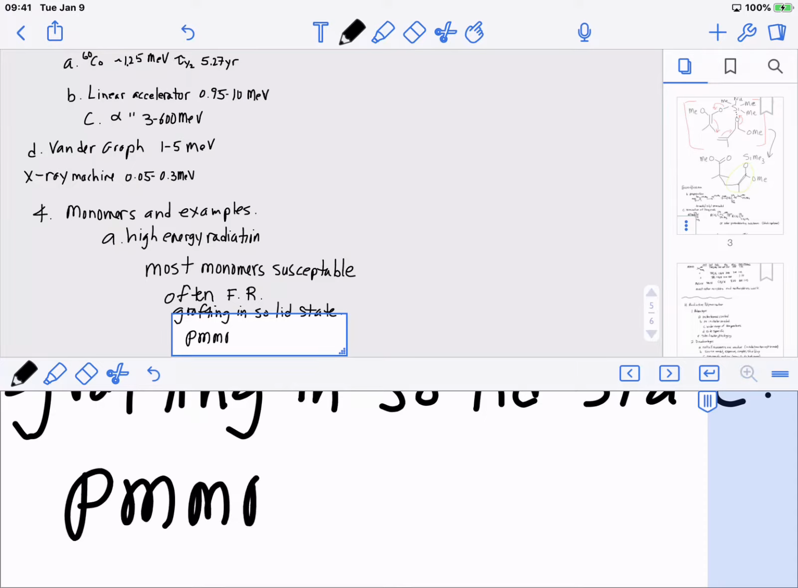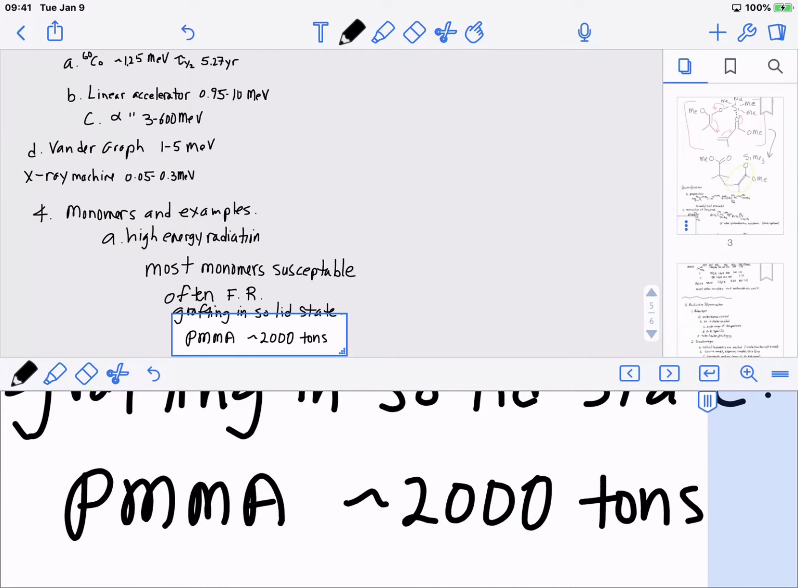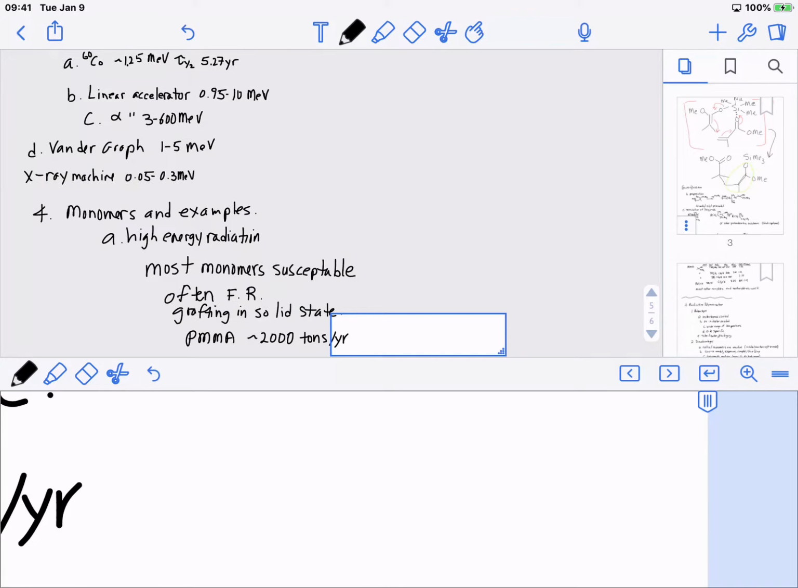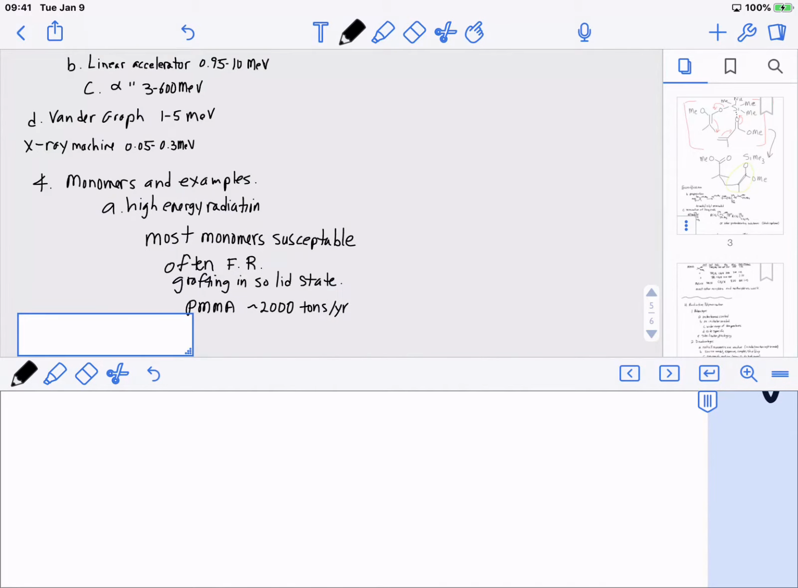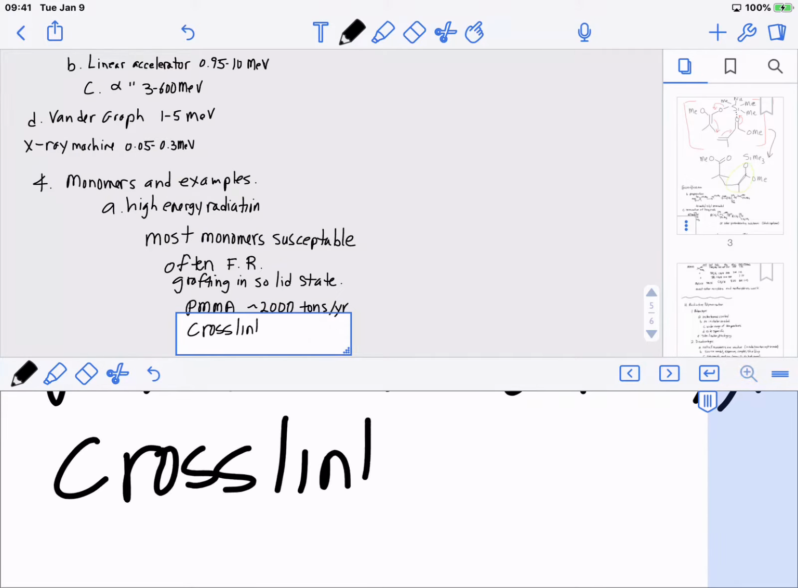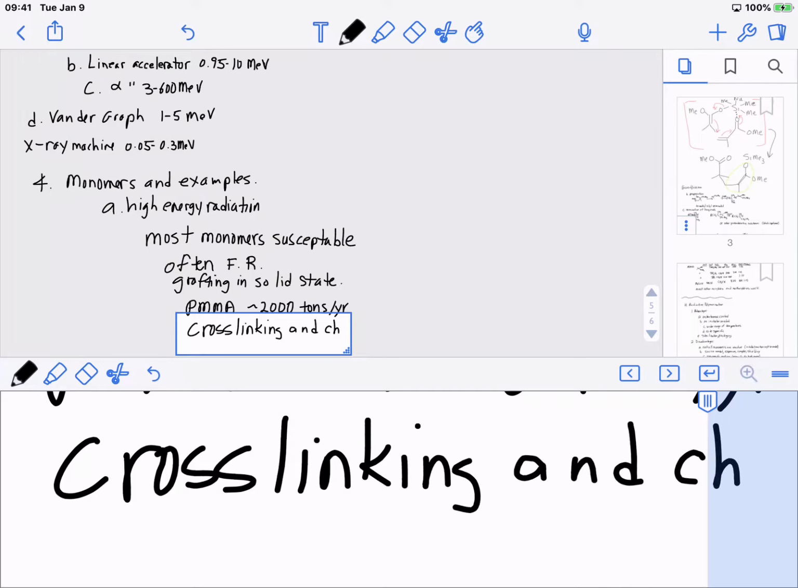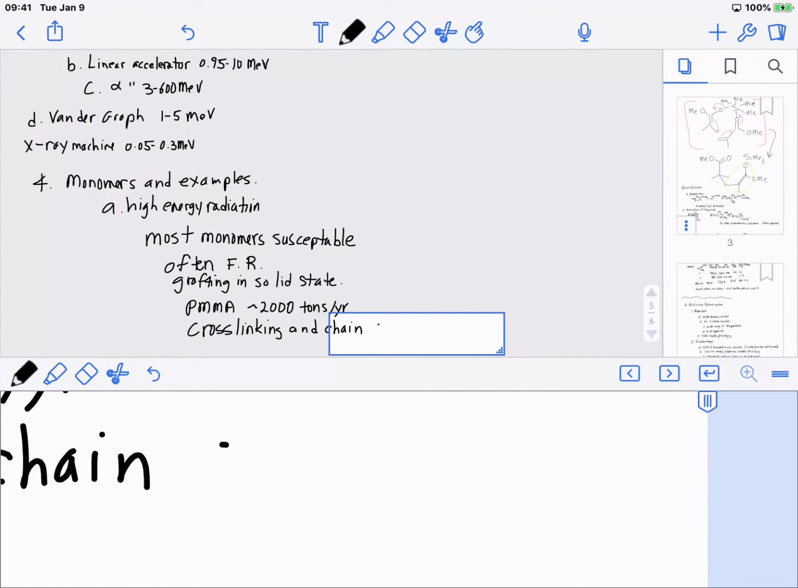PMMA. When I did this last, there were approximately 2,000 tons per year that were made this way. It's not a lot, but it's some. And then there's a fair amount of cross-linking and chain scission that's done. I'd be curious if that's how PEX is made, with some kind of radiation.